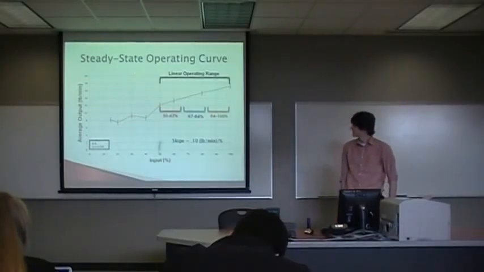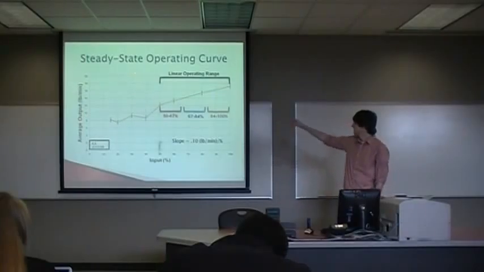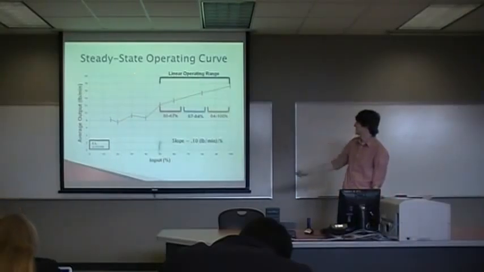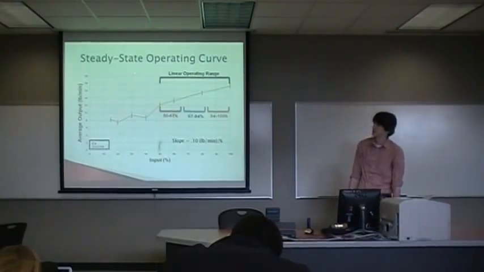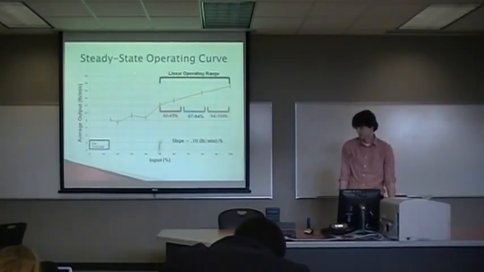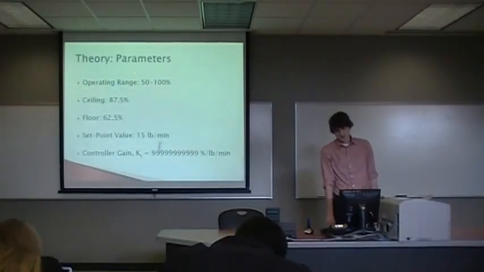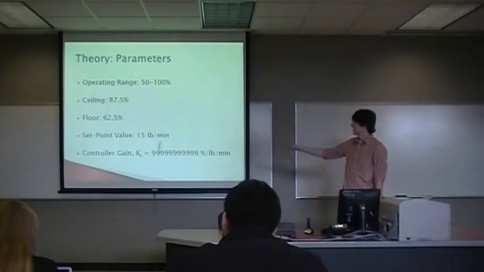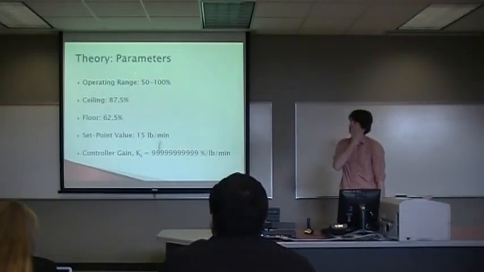The steady state operating curve was found in past experiments, and we chose the linear operating range, which was from 50 to 100%. To run experiments, we broke it down into three pieces: one was from 50 to 67%, 67 to 84, and 84 to 100%. The slope of the linear operating range is 0.1 pounds per minute per percent.